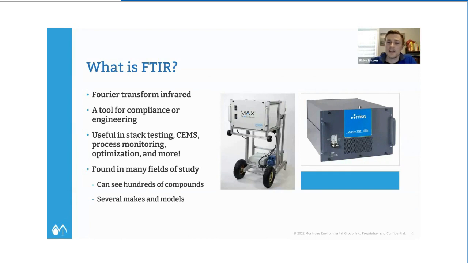So there are certain things we can't see, which are like homonuclear diatomics. That's your O2, your chlorines, things along those lines. If you remember your chemistry course, we can see things that have a dipole moment, and we're looking at compounds that have bond rotation and movement. And if there's a lot of stability there, we can't see it. And then, of course, we can't see particulate or solids, metals, things along those lines. So the FTIR is really a gaseous phase instrument, at least with the ones we're talking about today, but it is very versatile and it is widely used in a lot of industries.